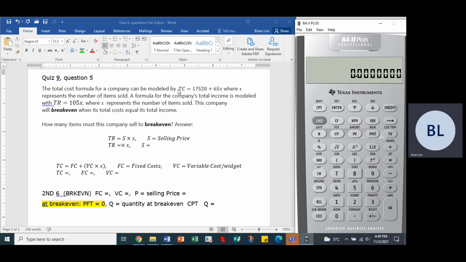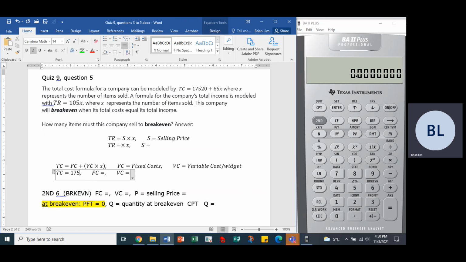Total cost is this formula right here, 17,520 plus 65x, so we can put it in here. The total revenue is also given as 105 times x, so let's put that in here, 105 times x.